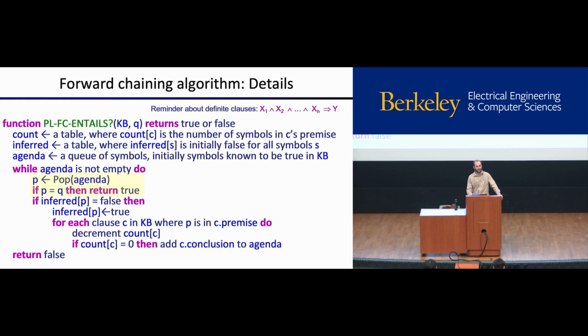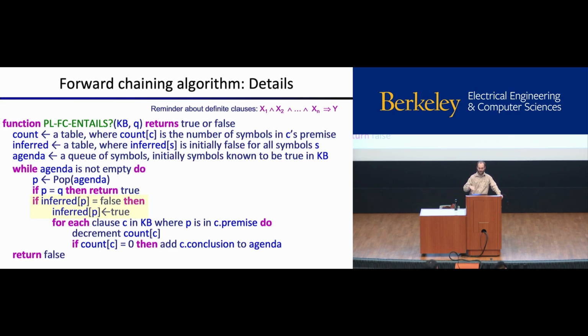And then as long as we have things in the agenda, we need to keep going. We take a symbol out of our agenda, the first one, I guess. We check to see if that symbol is the thing we're trying to prove. If it's the thing we're trying to prove, then we're done. Otherwise, we check to see if we've already tried to run it through to draw conclusions from it. If inferred is true, if we've already done this, then we skip the rest because we've already carried it forward. But if we haven't yet inferred it, if this is the first time we're noticing that the symbol's true, we set inferred to true. And now for each clause in the knowledge base where it's in the premise, we have one fewer symbol in the premise that we need to show.